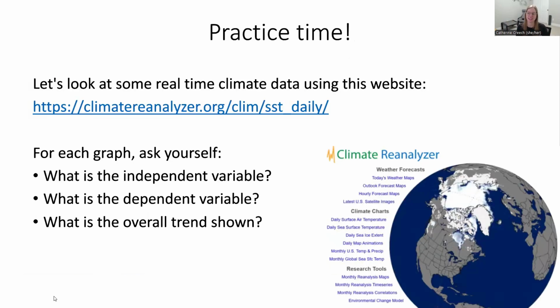So the first practice essay question is based on some graphs. I'm going to show you two graphs from climateanalyzer.org. This is real-time data about climate and climate change. And each of these graphs, I want you to ask yourself, what is the independent variable? What is the dependent variable? And what is the overall trend? Because scientific design and thinking like a scientist is one of our major outcomes for this series of biology classes.